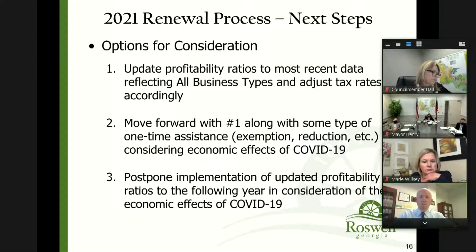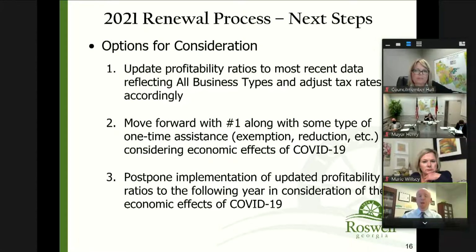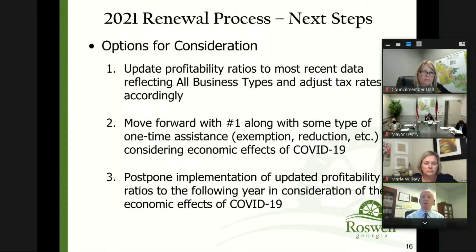So, the second option could be that we move forward with number one, along with some type of one-time assistance to take into account the economic effects of COVID-19. That one-time assistance could take a variety of forms. And state law allows the council to make those kinds of decisions. It could be in the form of an increased exemption, reduction in the tax amount. There's a variety of options there, and we could provide more information to you all if that's the direction the council would want to go.